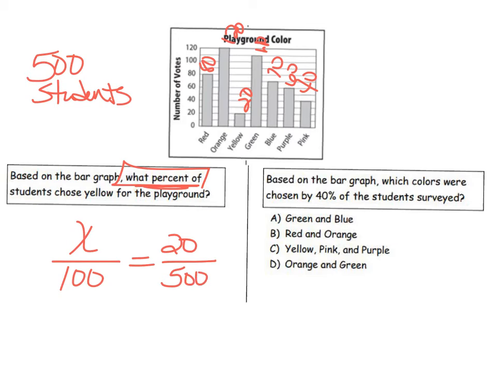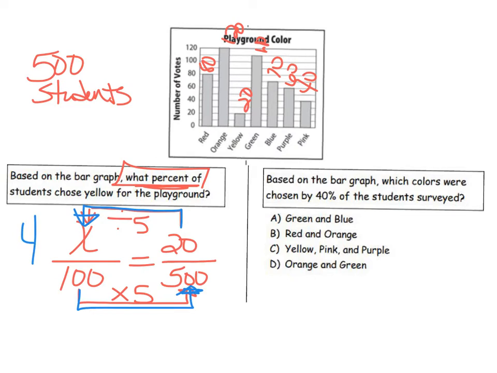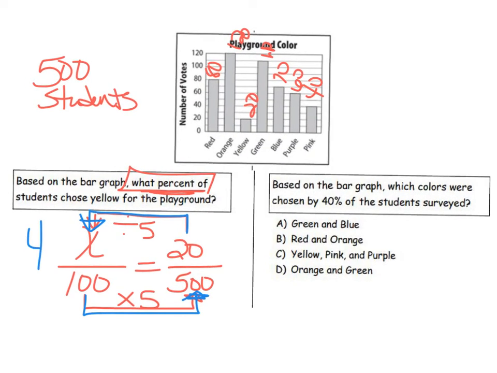So now, in order for me to go from 100 to 500, it's times 5, right? So 20 divided by 5. Why am I dividing and not multiplying it? Because you're trying to get the percent. Yes, I am trying to get the percent, but I said that I was going this way times 5, right? But I'm going backwards, so that's why I'm dividing by 5. So 20 divided by 5 is 4. So that means what? Yeah, 4% of the students chose yellow.